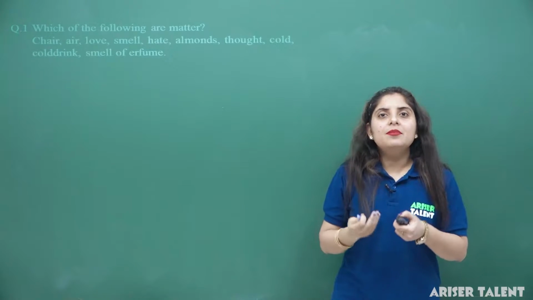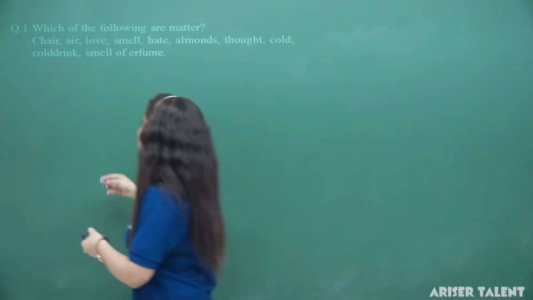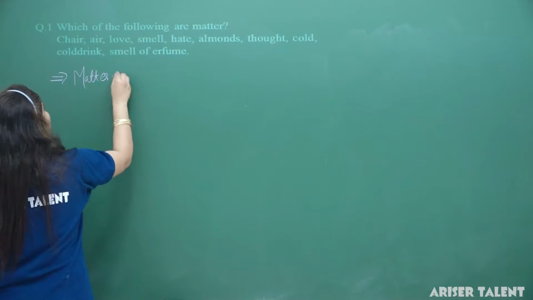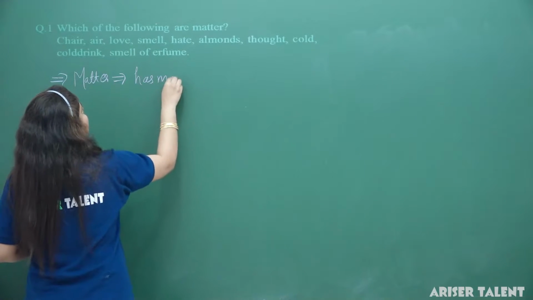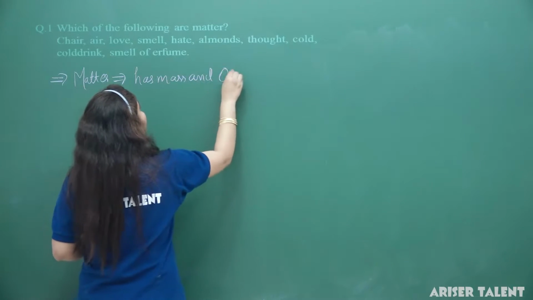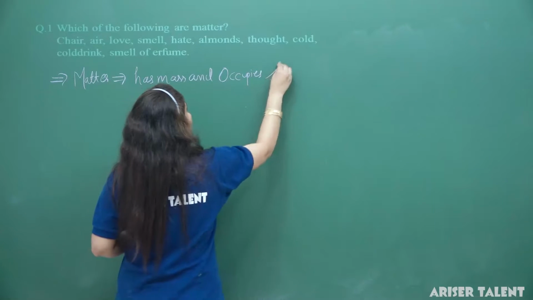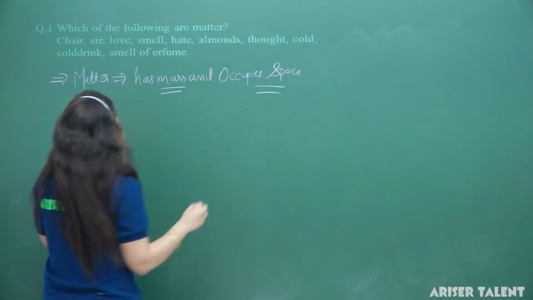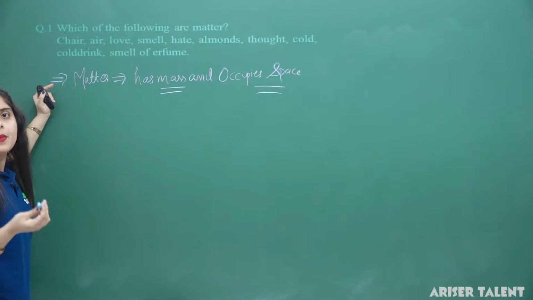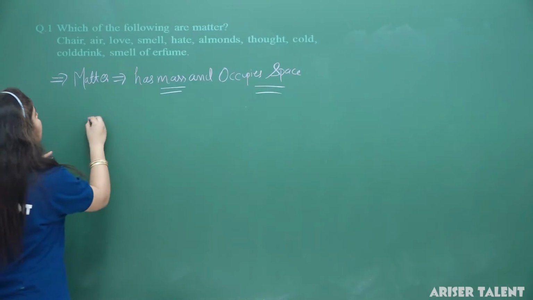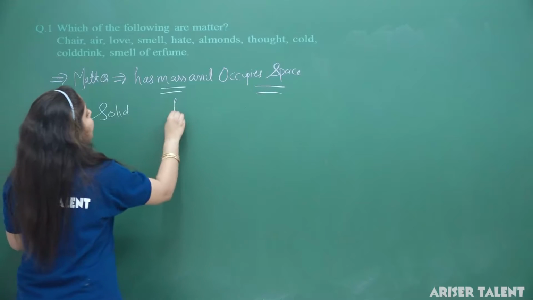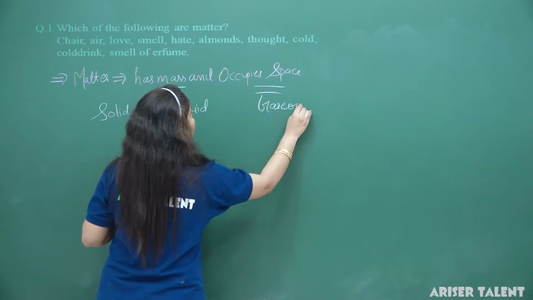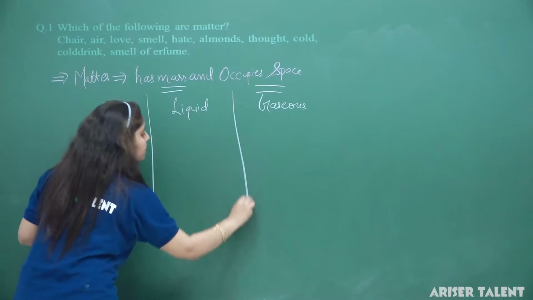Matter is something that has mass and occupies some space. So what is matter? That which has mass and occupies space. Among all the following, we will consider examples of matter. Firstly, we will take chair. We will classify matter as solid, liquid and gaseous, so we have the three forms of matter here.